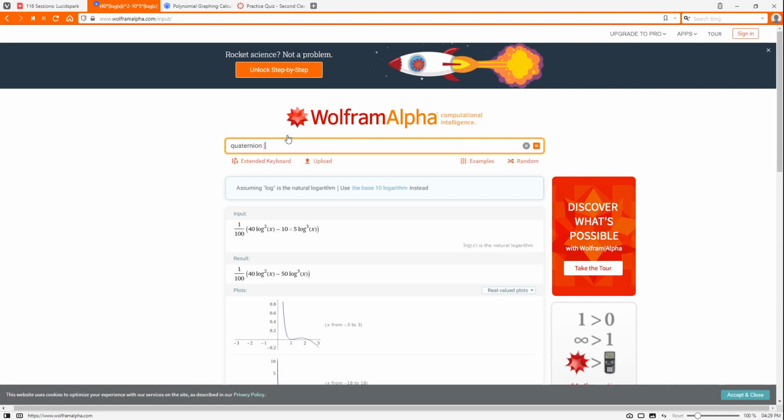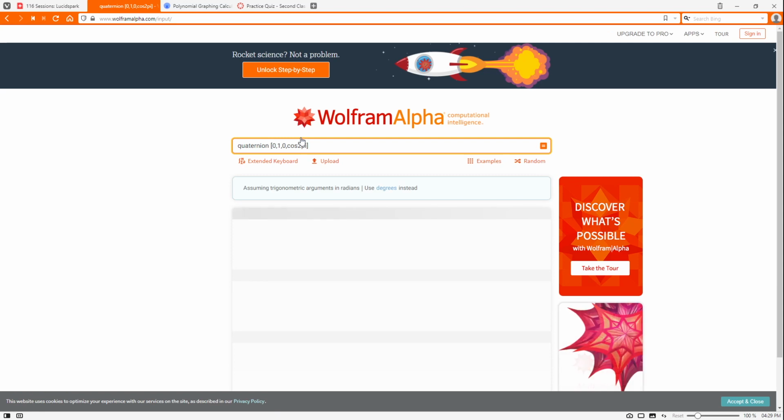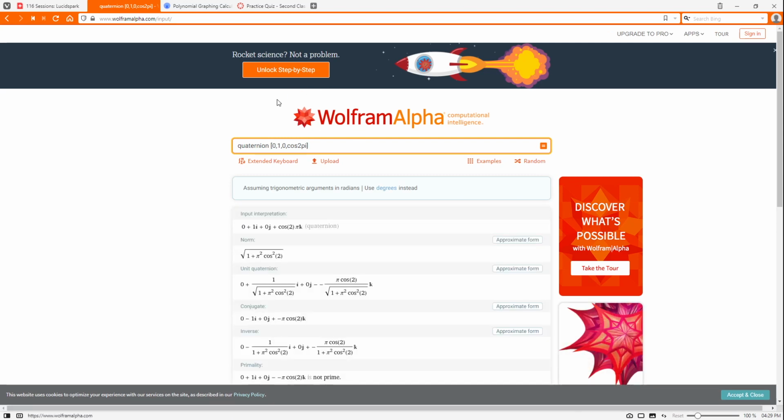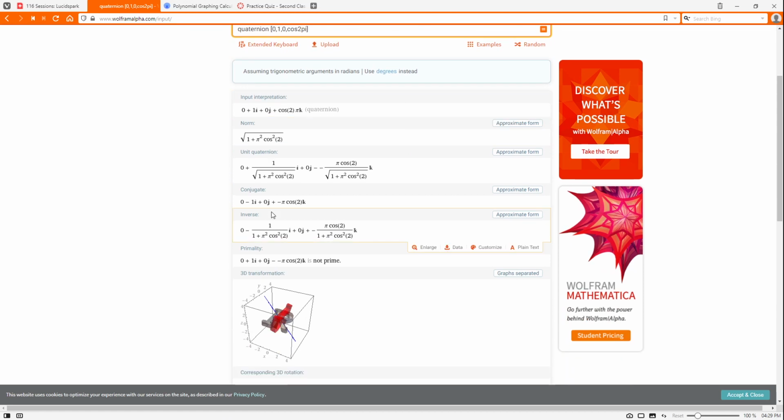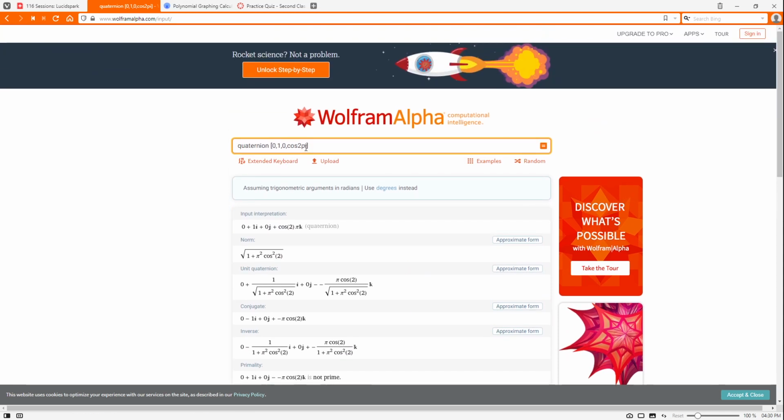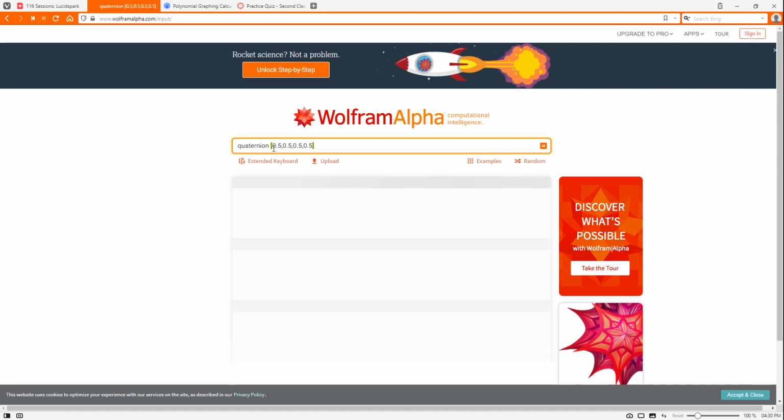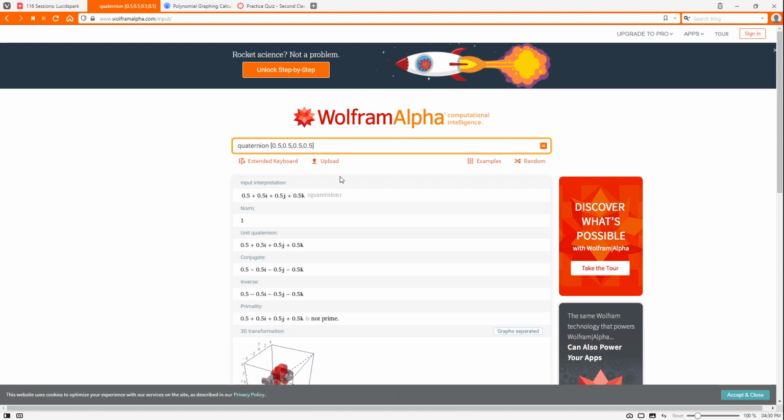There, so we can say 0, 1, 0, cos of 2 pi. And you can see the norm, that's what we're looking for. We're looking for the norm of this, and that's not 1. Where's my mouse? There we go. This is not 1. So the idea is to go through each of them until you find it. I'm not going to go through all of them because that's going to take forever. I'll say that 0.5, 0.5, 0.5, 0.5 has a norm of 1, and that's our answer.